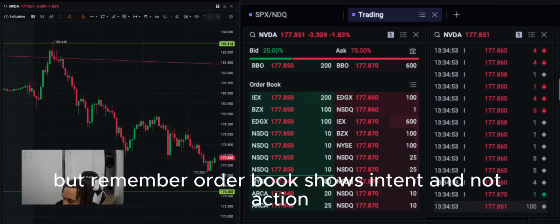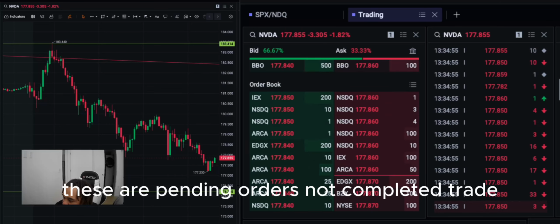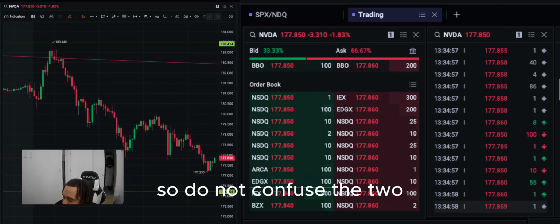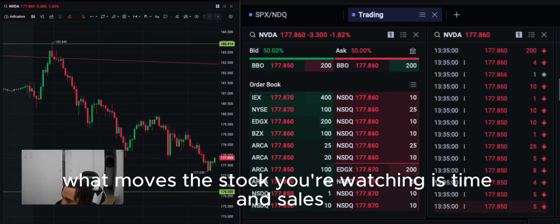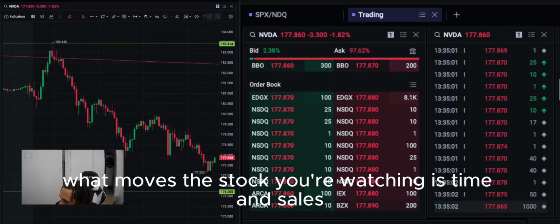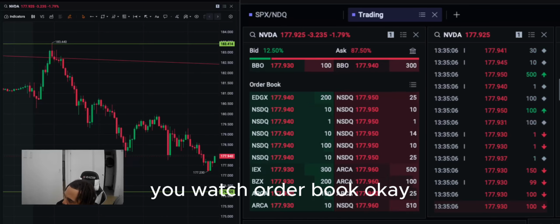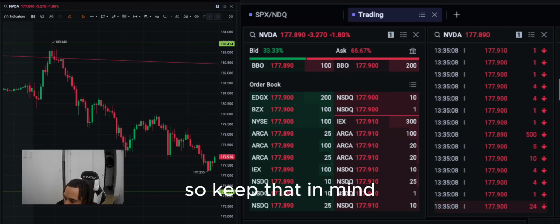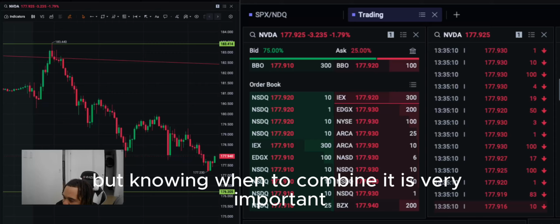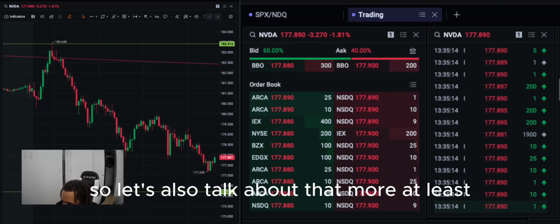But remember, order book shows intent and not action. These are pending orders, not completed trades, so do not confuse the two. What moves the stock you're watching is time and sales. To figure out where real supply and demand are, you watch the order book. Okay, so keep that in mind. But knowing when to combine them is very important, so let's talk about that more.